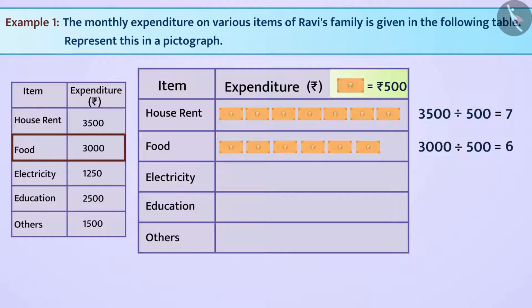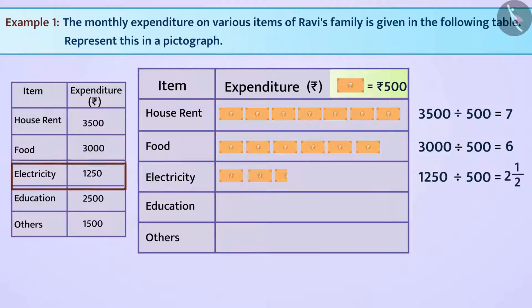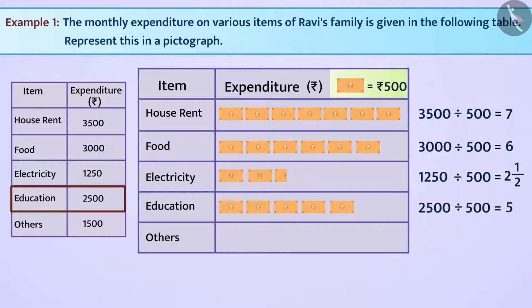Now, can you tell me how the expenditure on electricity can be represented? Think. Absolutely right. We have to draw 1250 divided by 500 is equal to 2.5 pictures. Similarly, for education, we have to make 2500 divided by 500 is equal to 5 pictures, and for others, we have to make 1500 divided by 500 is equal to 3 pictures.